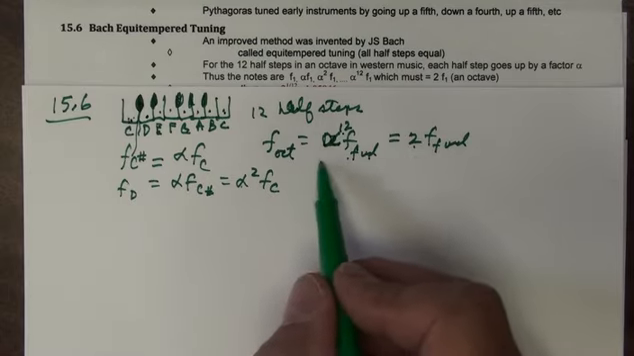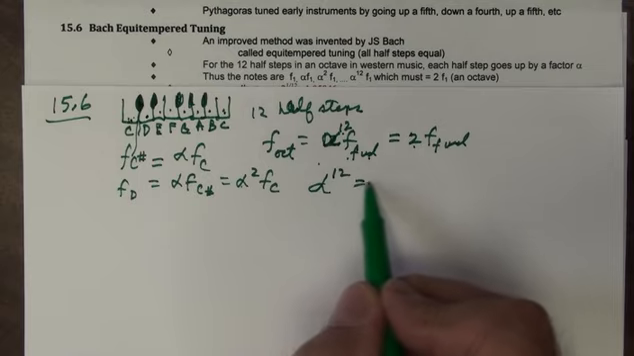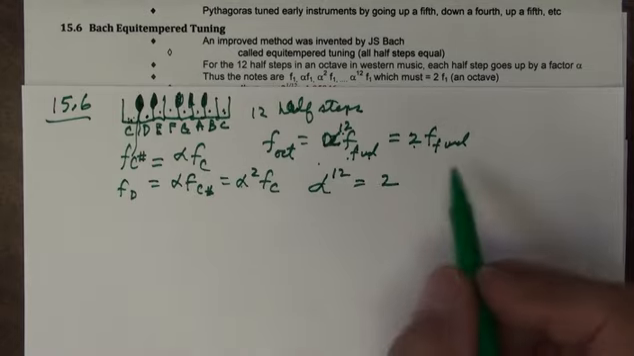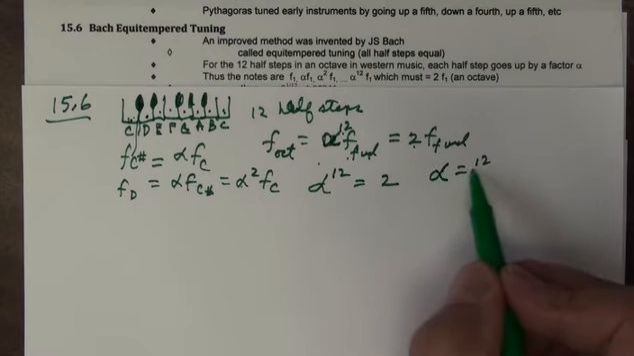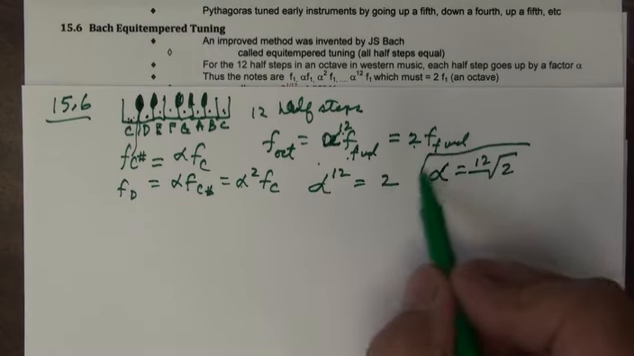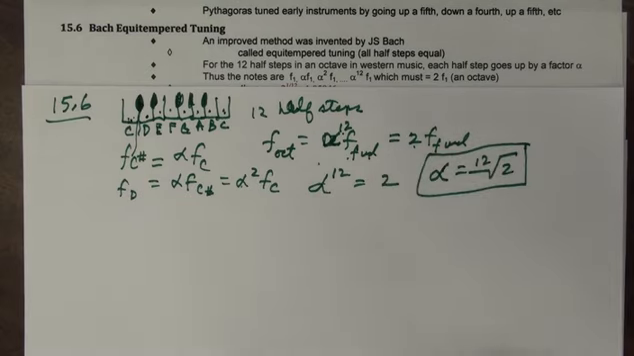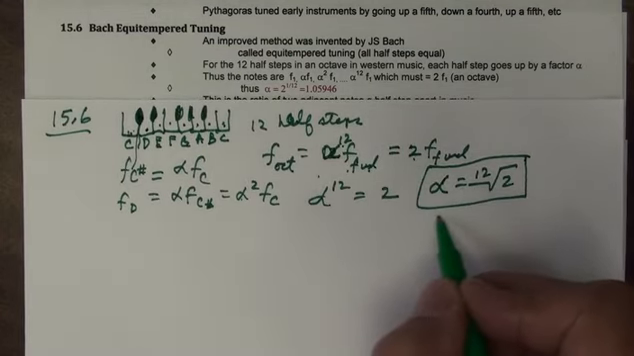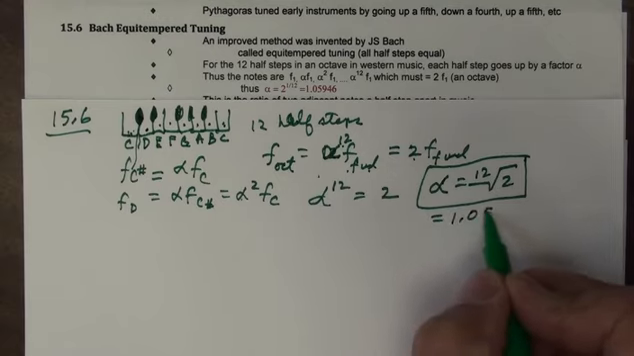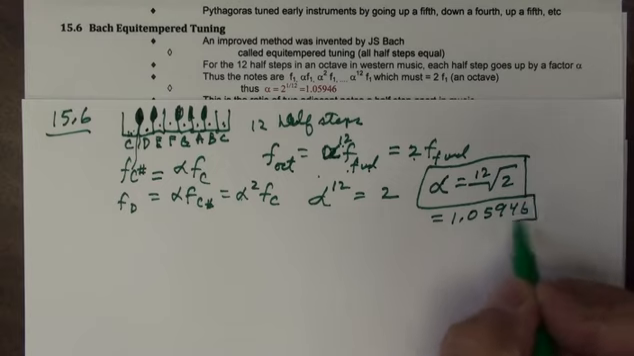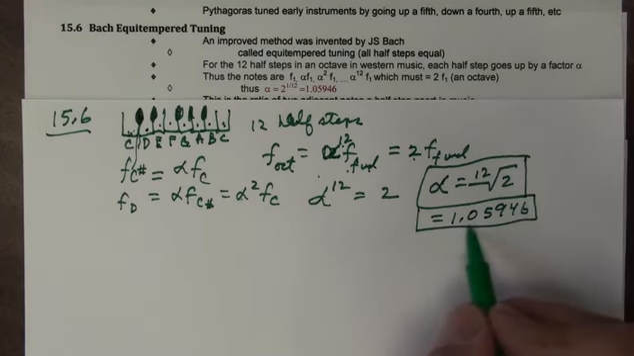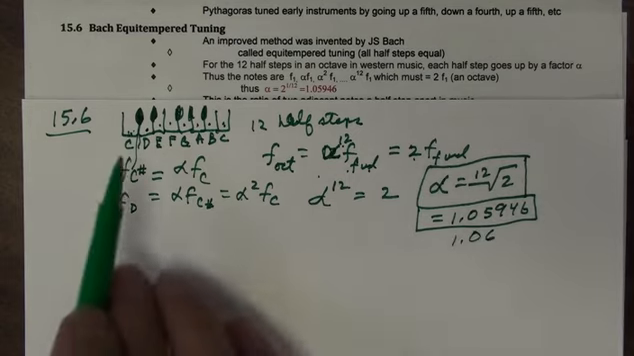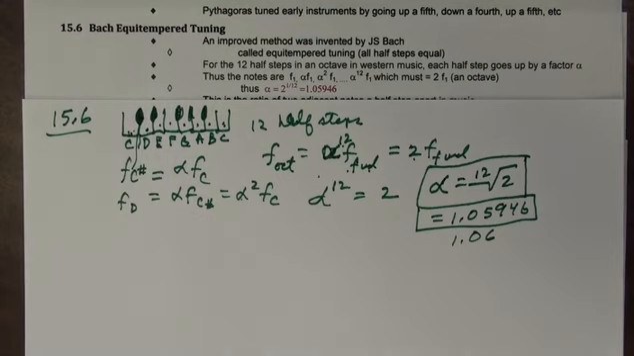Now look at this equation. Alpha to the 12th power has to equal 2. Therefore, it follows that the number alpha for equitempered tuning is the 12th root of the number 2. And that gives us a number. If you actually take that and work it out, this 12th root of 2 is equal to 1.05946. So to a good approximation, it's about 1.06. And that gives us the frequency ratio of any note with respect to the one beneath it.